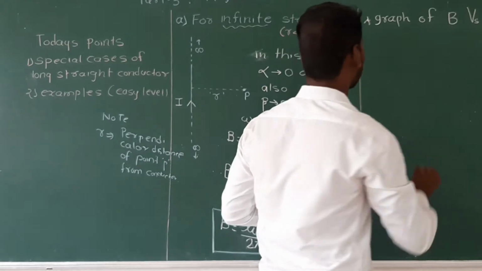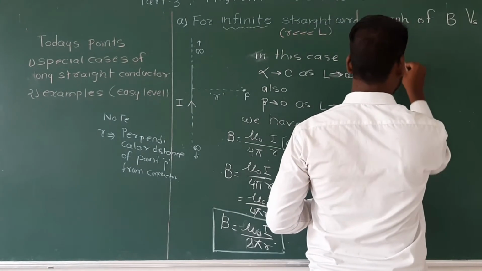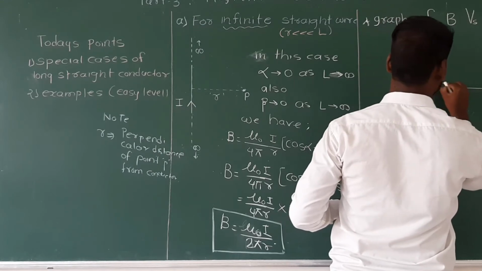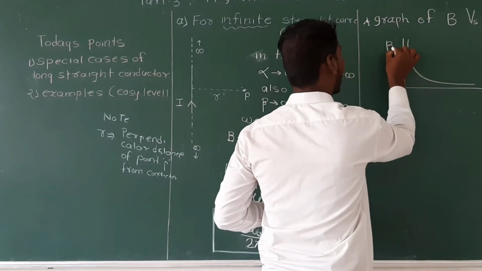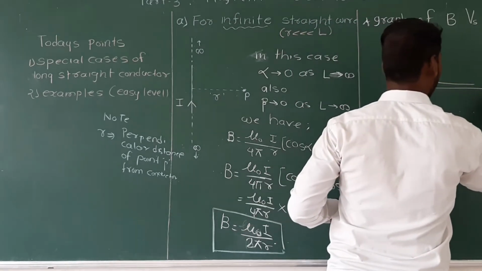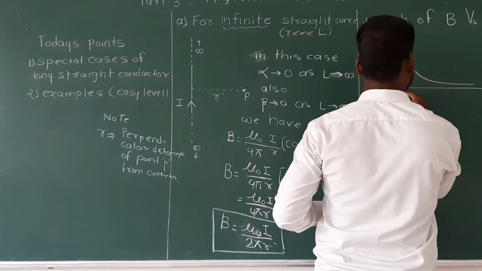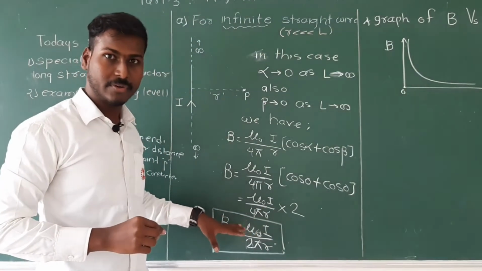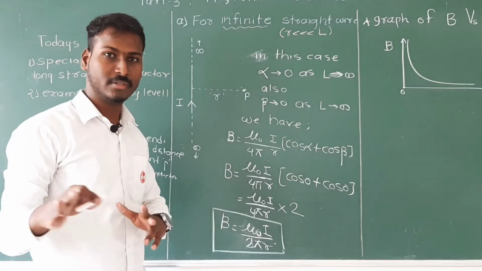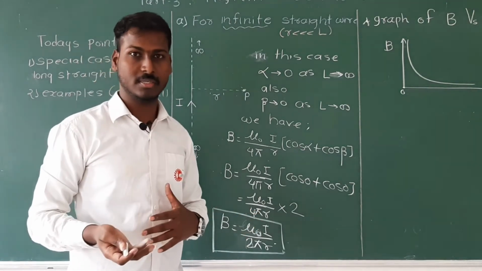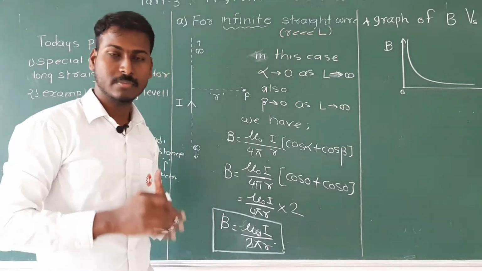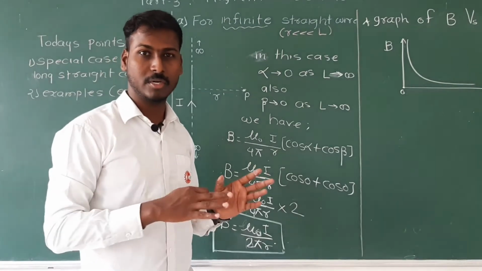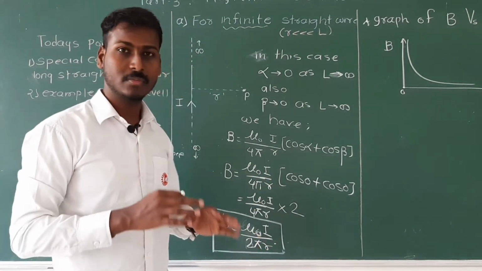Now see carefully, the graph of B versus R looks like this. Here we have the magnitude of magnetic field, here we have the perpendicular distance R. It is actually inversely proportional. You can see here mu 0 is the permeability of free space, which is a constant value, 4 pi into 10 raised to minus 7. Current will also be constant, it may be 5 ampere, 10 ampere, whatever it is. And the third, 2 pi, is also constant, about 6.28. So the remaining part is the perpendicular distance.